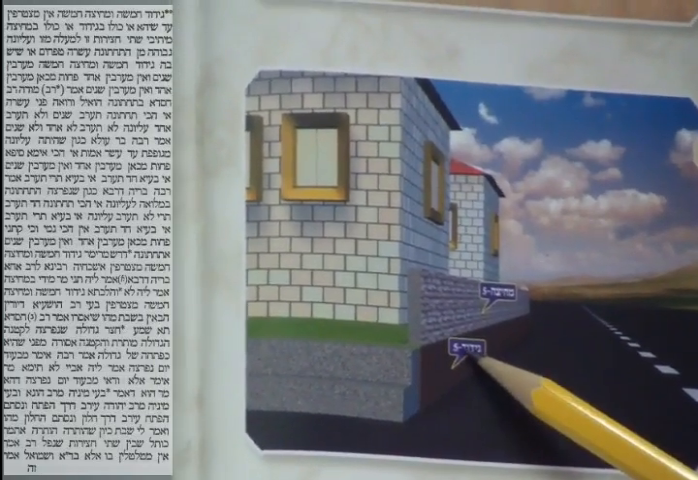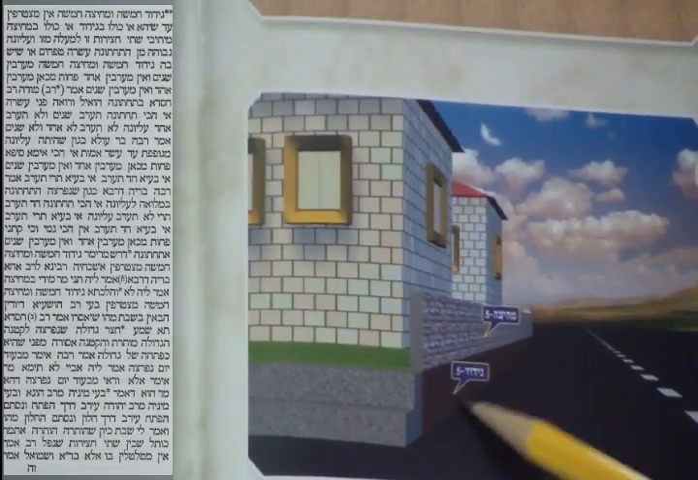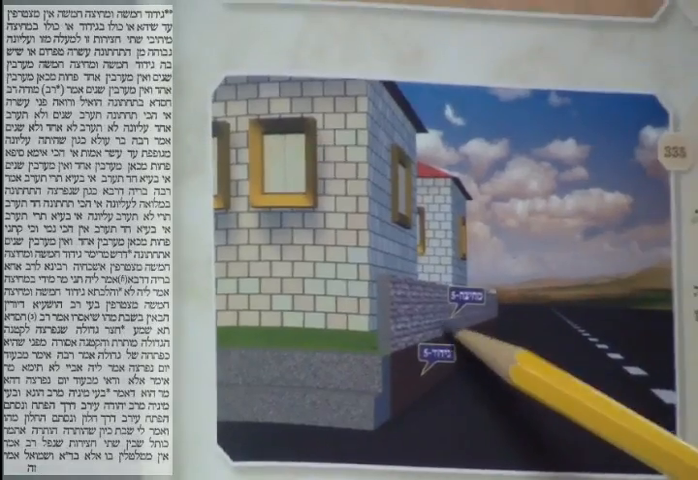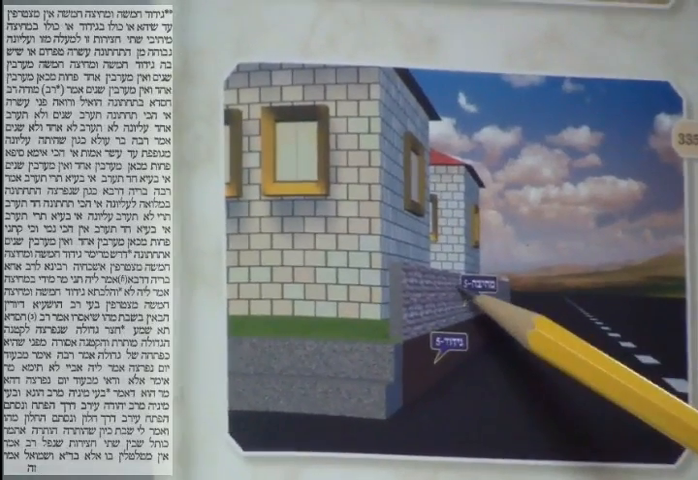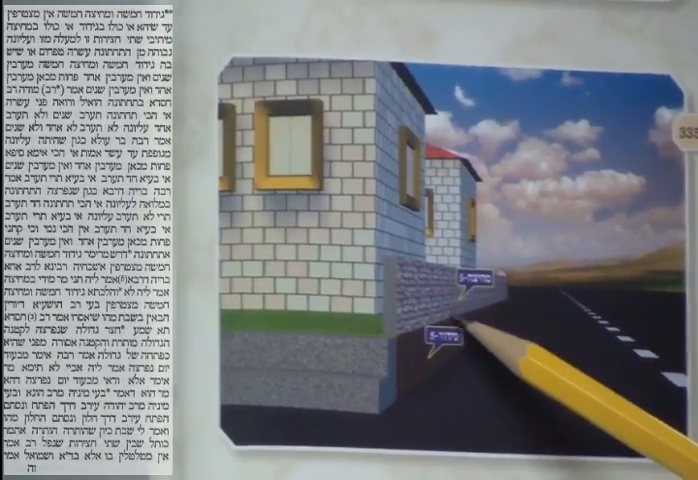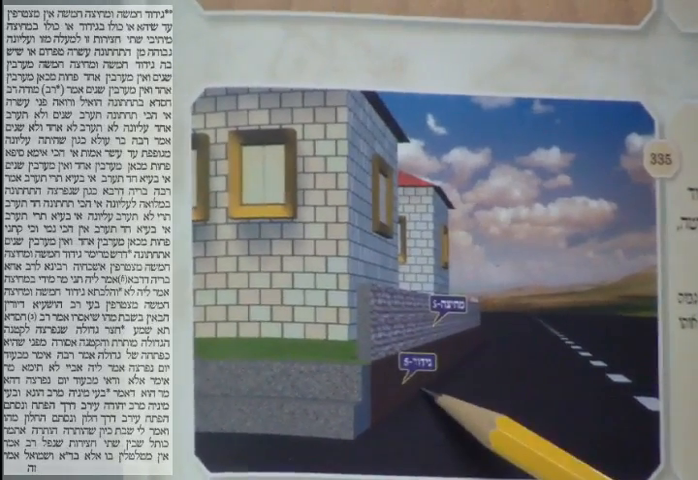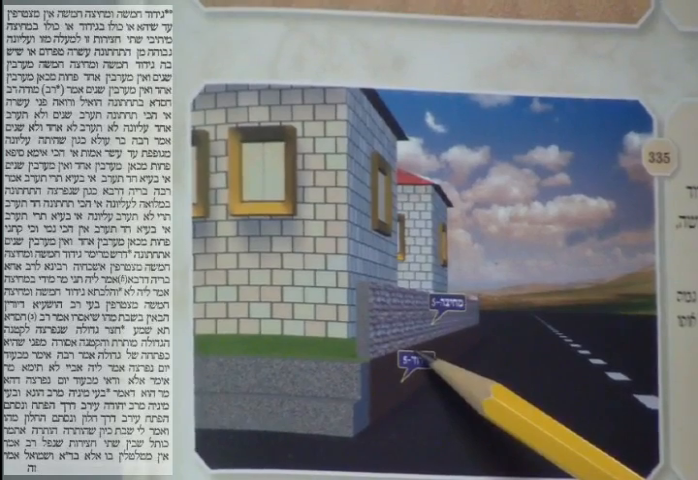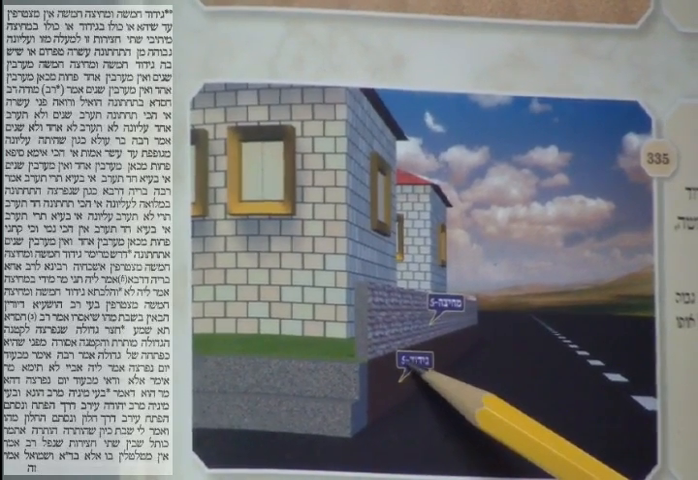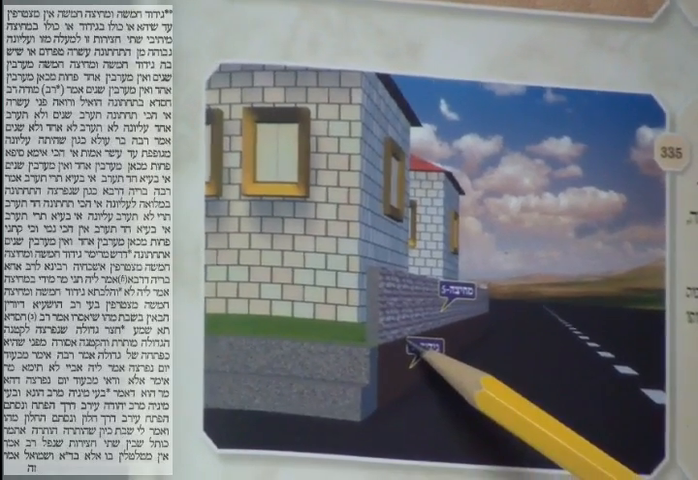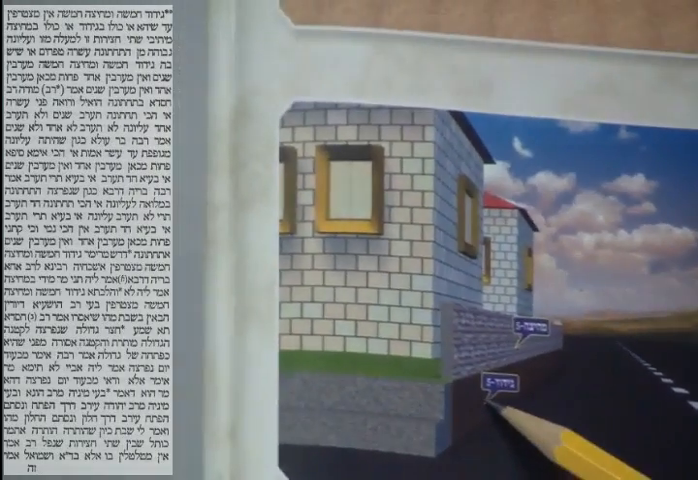This is the five tefachim, 5 handbreadth. This is another 5. You see that they made it in a different structure, because this is the mechitza, the partition, and this is the gidud. So gidud, you call it embankment. Embankment, yep. Right.